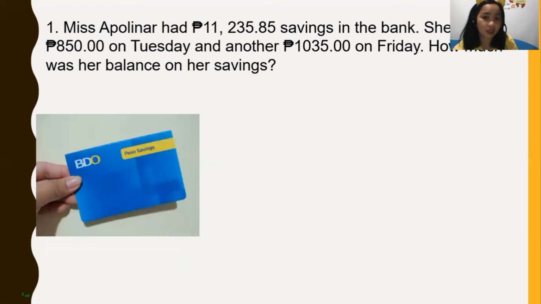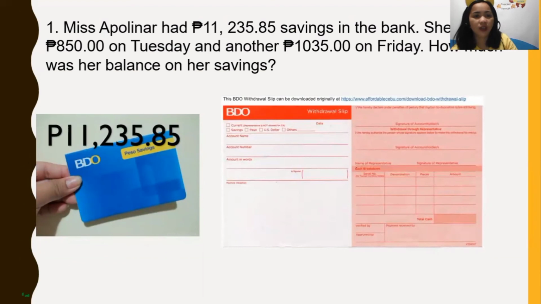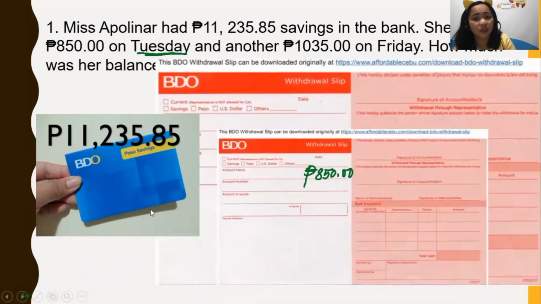So, dahil may savings siya, ang savings niya ay 11,235 pesos and 85 centavos. She withdrew. Nag-withdraw siya ng pera nung Tuesday. Ayan. Ang withdraw niya nung Tuesday ay 850 pesos. Kailan? Nung Tuesday. Tapos, siguro may pinagkagastusan uli siya. Nag-withdraw ulit si Miss. Bukod doon sa 850, nag-withdraw ulit siya.